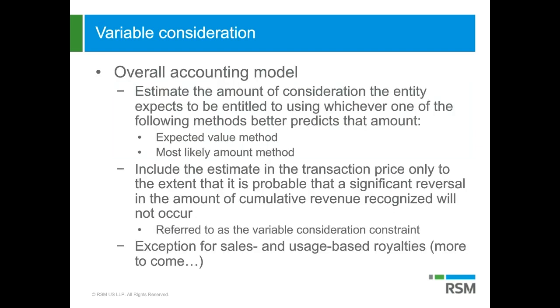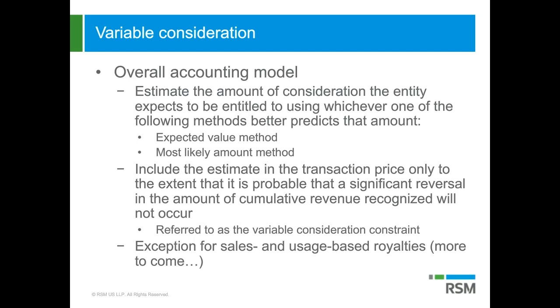So when you have variable consideration, the model is that you are going to estimate the amount of consideration you expect to be entitled to. Compare this to today, where outside of certain industry-specific guidance, when you have, say, bonuses, you're generally not recognizing that revenue until you meet that criteria. Under ASC 606, you're going to estimate those amounts. So you may be recognizing them earlier.